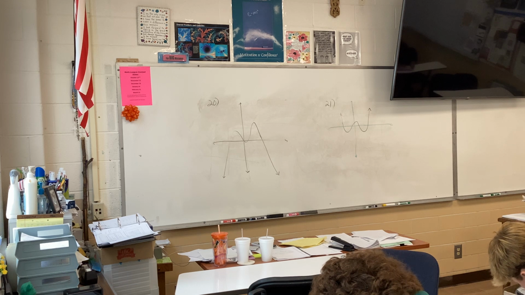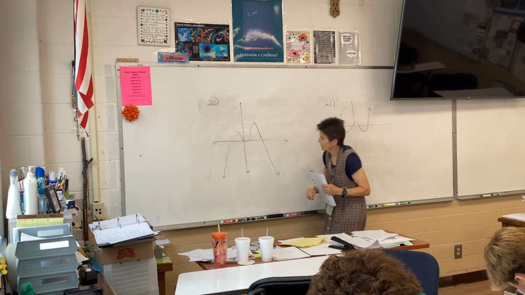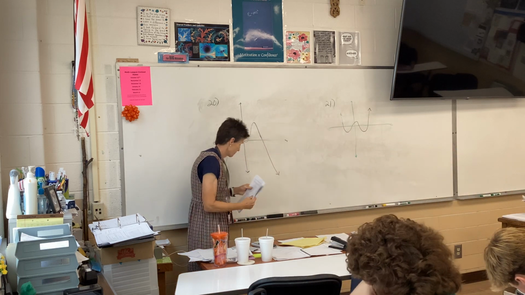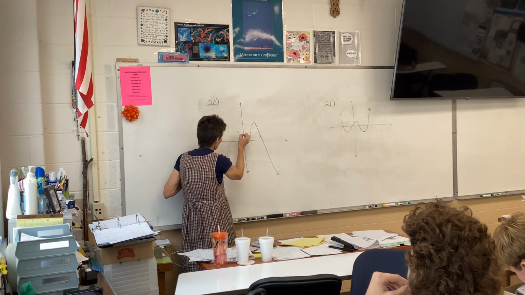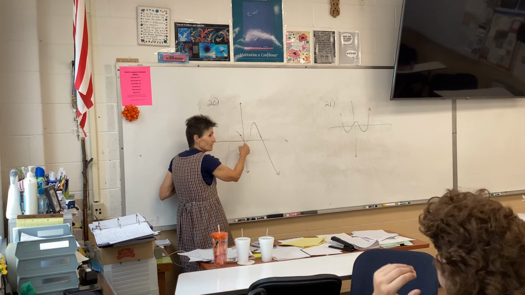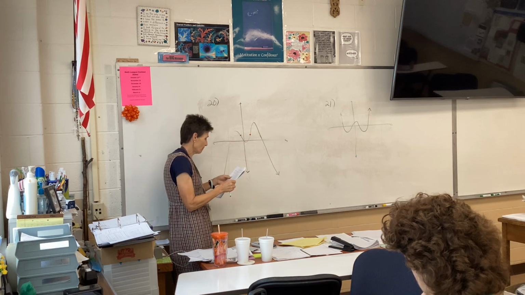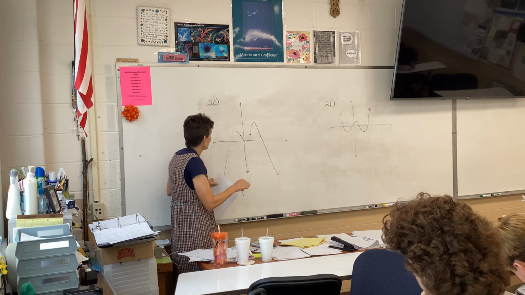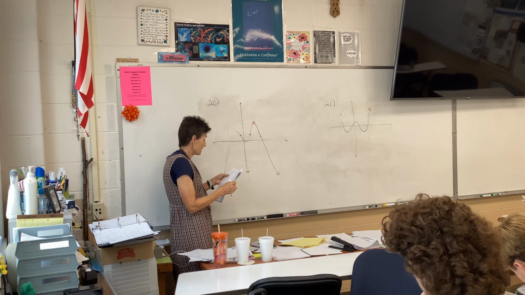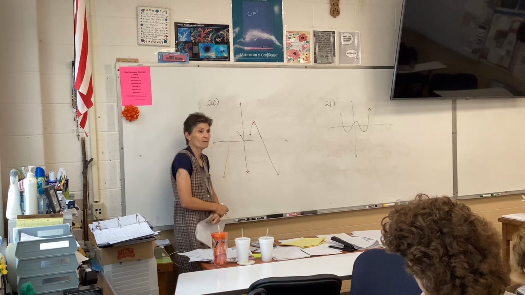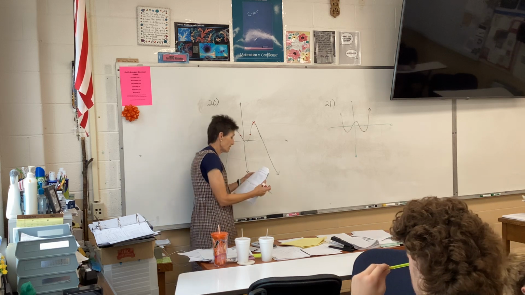Look at number 20. We're supposed to have 2 points of inflection. So it looks like I have one in here somewhere. Would that be a point of inflection? And maybe one here. 2 points of inflection. All right, I'm supposed to have one absolute maximum and no absolute minimum. What do you think? Yep, nailed it.